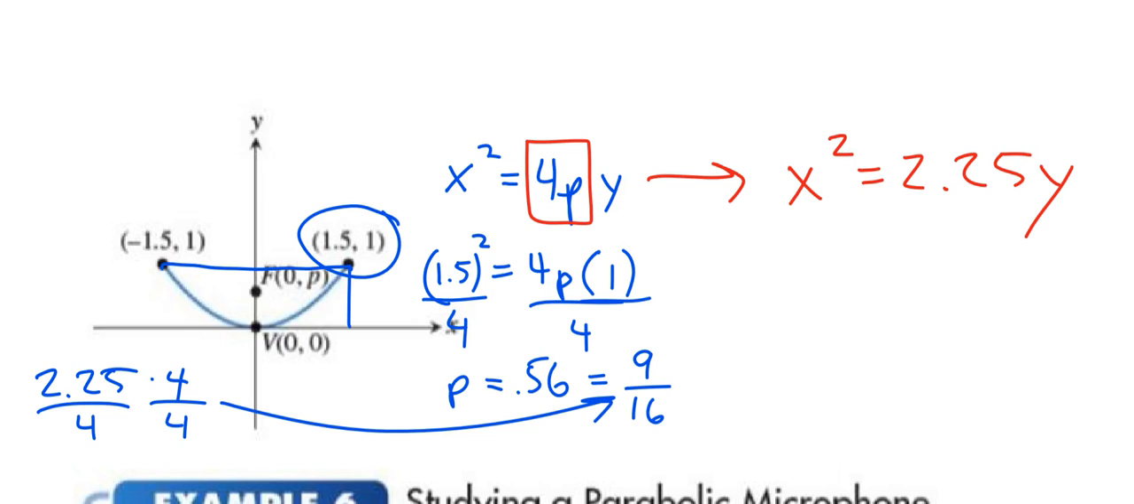There you go. You got it. Why is it not the 0.56? Because that's 1p. You want 4p, right? So the equation would go x squared.